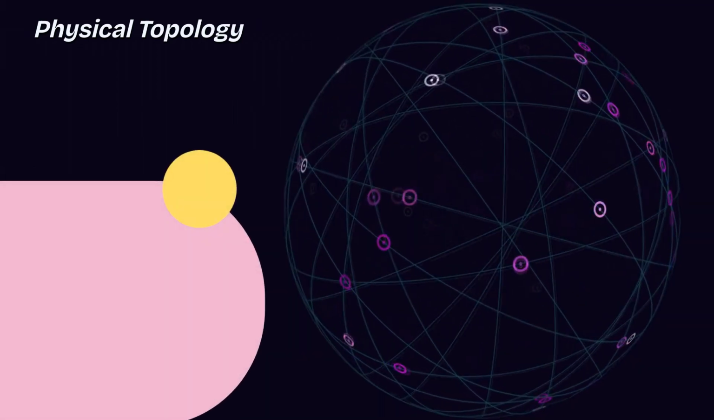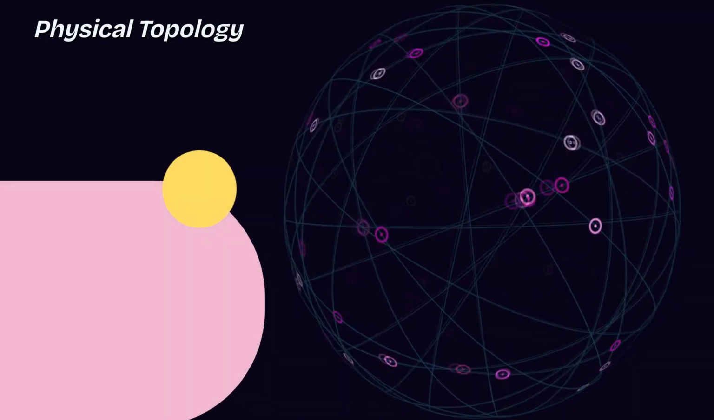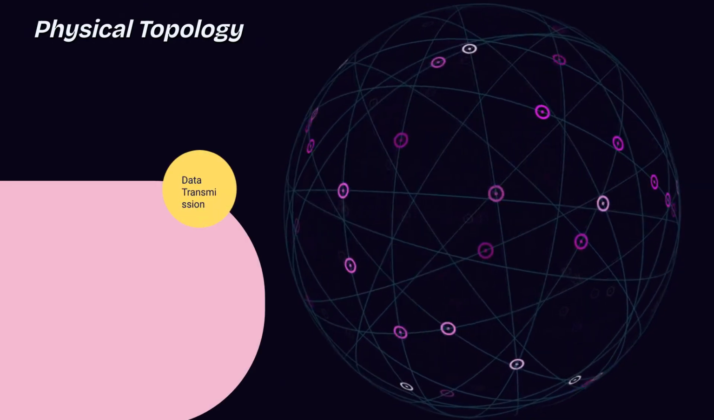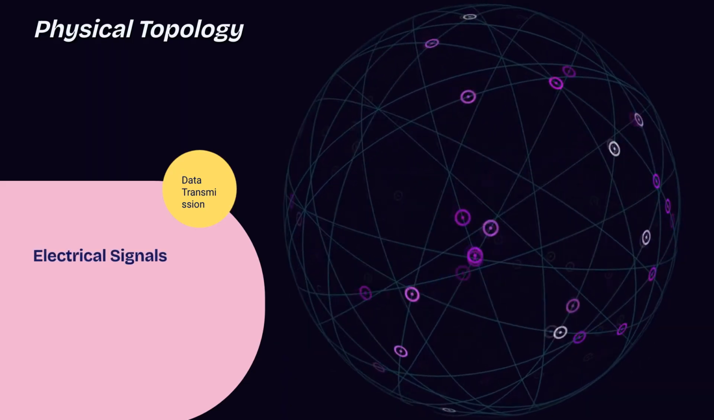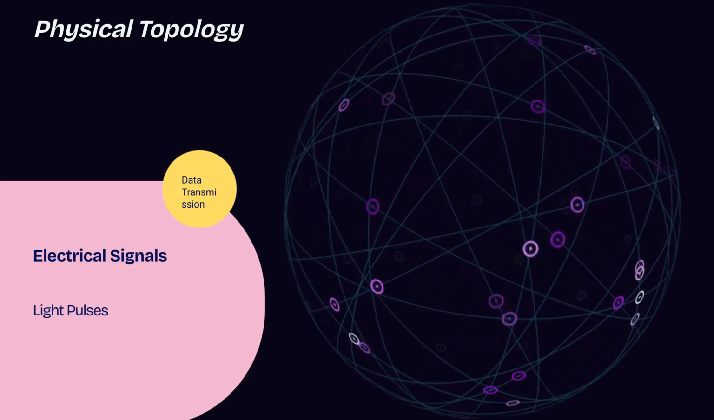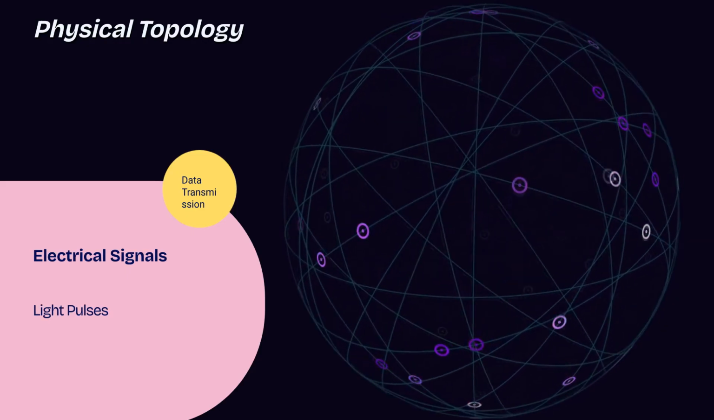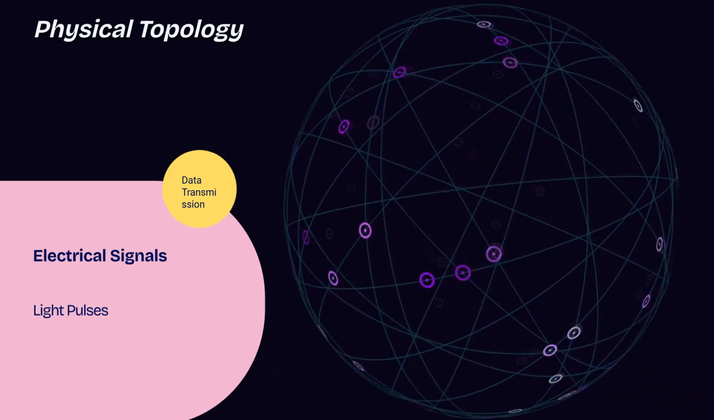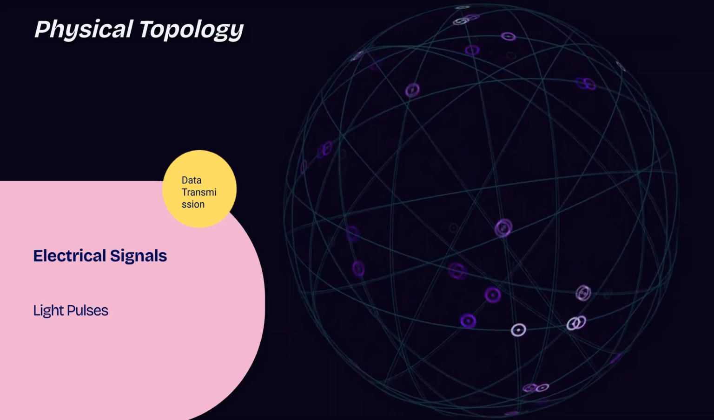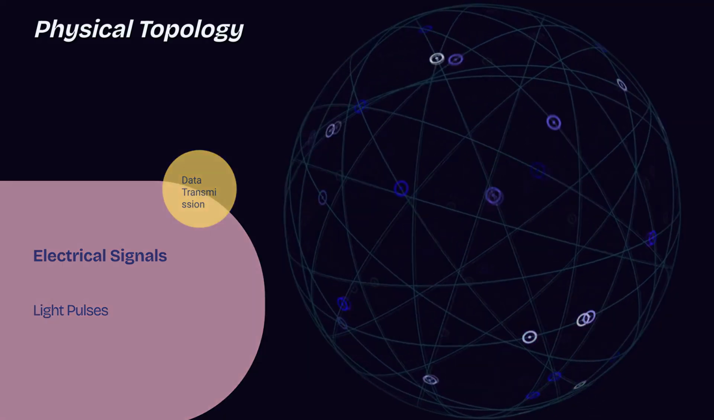But it's not just about the cables. Physical topology also deals with how data is sent across these connections. For example, traditional cables use electrical signals, fiber optics use light pulses, and wireless uses radio waves. Each method is a different physical topology because they physically move data in unique ways. Think about how a signal might weaken over a long Ethernet cable versus traveling almost instantly through fiber.